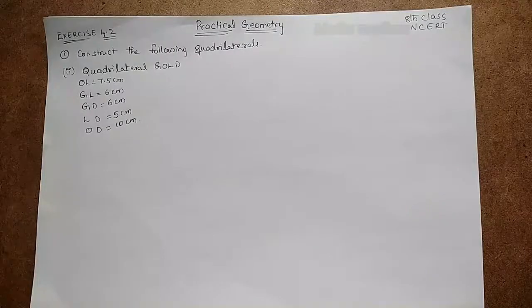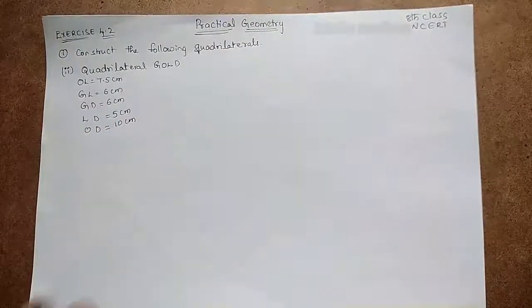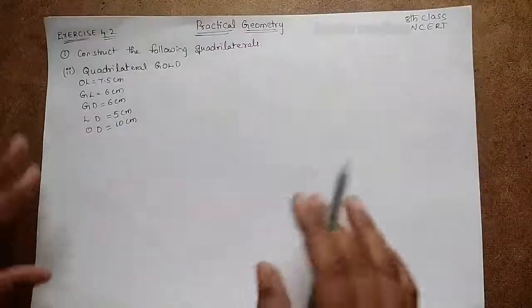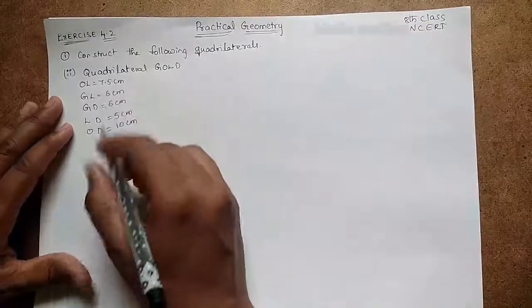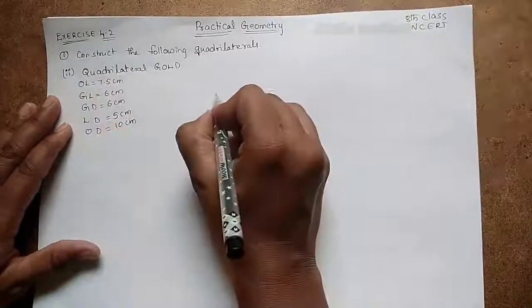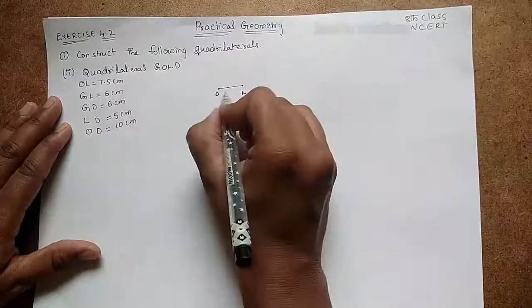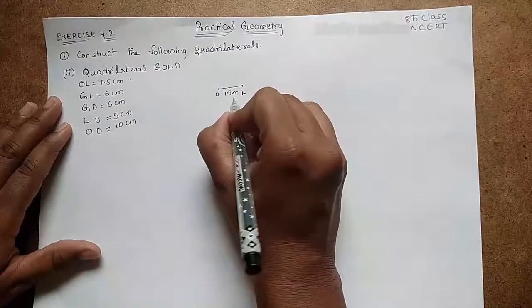Before going into the construction of a quadrilateral, we have to take a rough sketch here. Then we get a better understanding about the original sketch of the GOLD quadrilateral. Okay, let's start the rough sketch. Take any side. So I am taking OL as a side, OL of 7.5 centimeters. This is step 1.